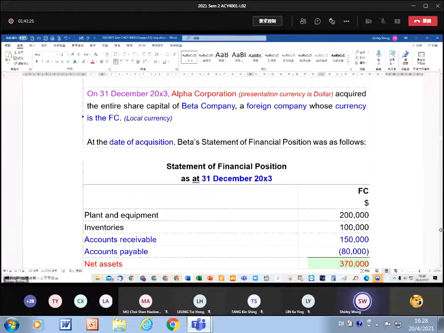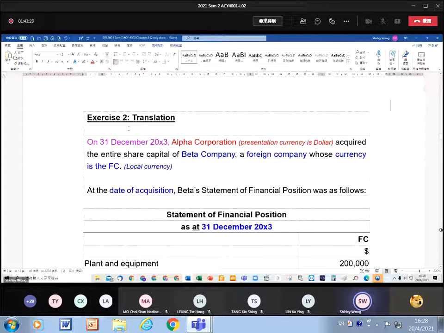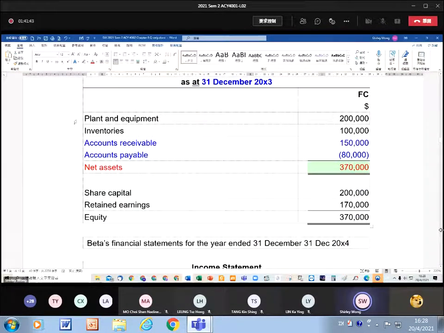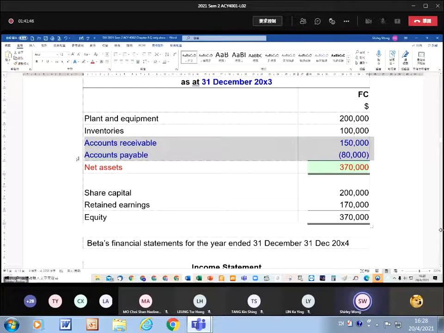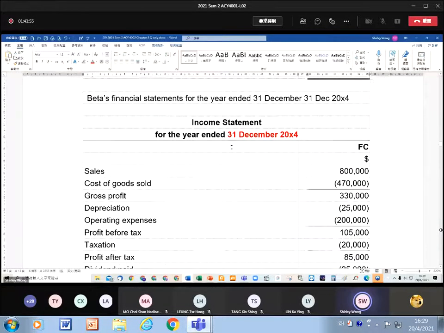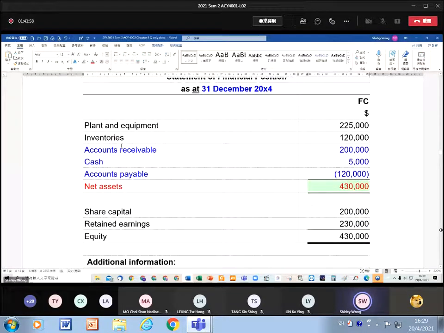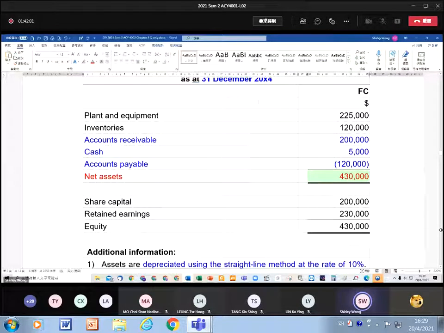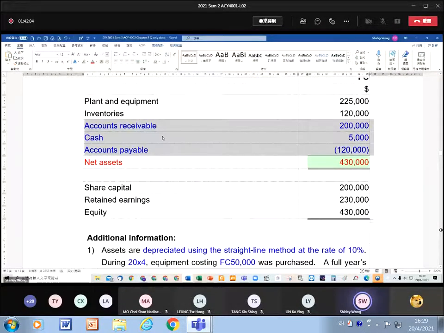Okay, exercise 2 here. Let me remind you the question again. Exercise 2, translation. So let's do it now, and then you have a practice, and then you know how to do that. On 31st of December 2003, this holding company, presentation currency is dollar, acquired a beta company with local currency, FC. And then this is at acquisition day. Remember, we will have the non-monetary asset group and also the monetary asset and liability group. We will have these two figures, and when we do the reconciliation, we need to use these two figures. And then we have the income statement. We will have the statement of financial position at year-end day. We will have the non-monetary and monetary asset and liability highlighted in blue here. We need to do some calculation.